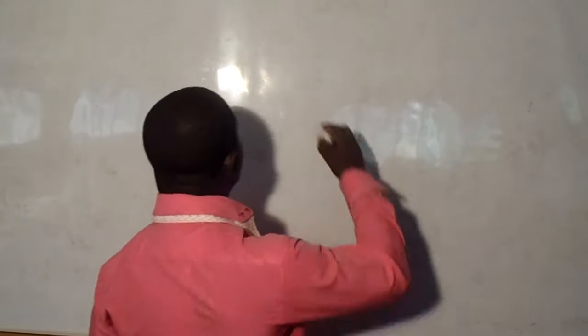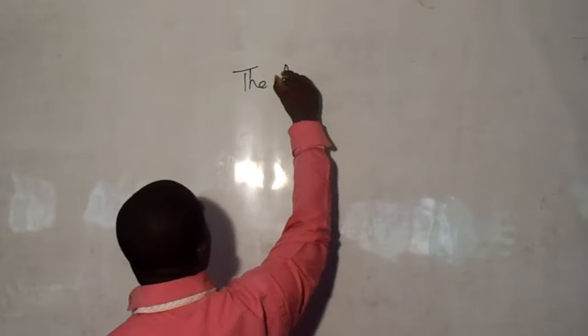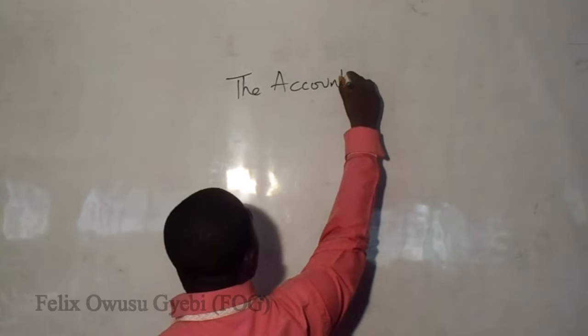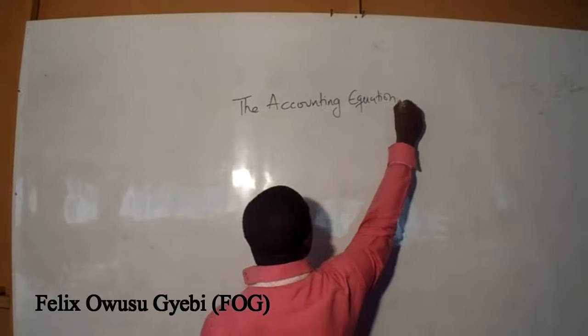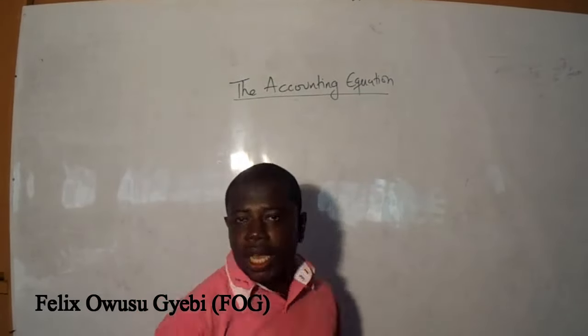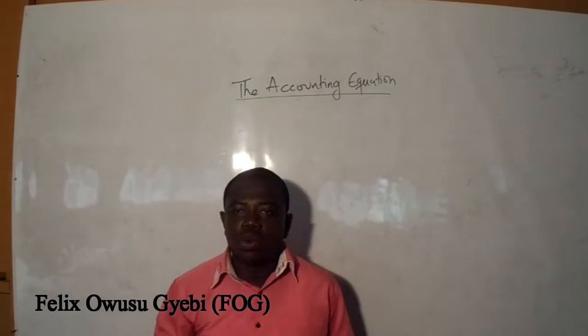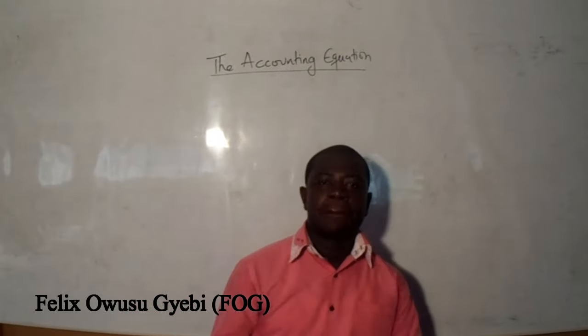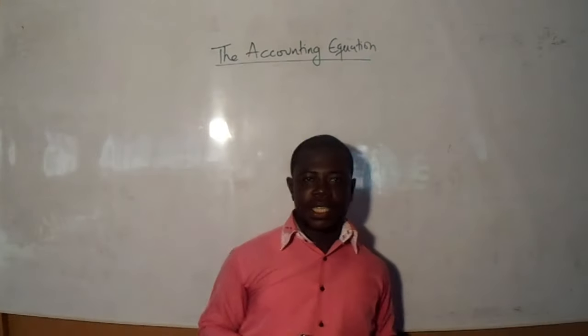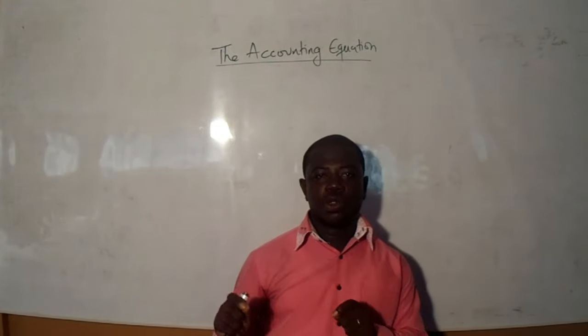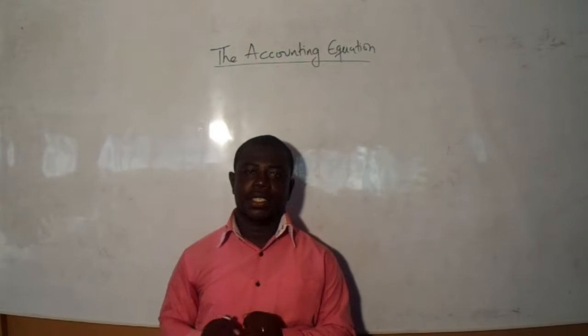Okay, so we want to look at the accounting equation. What is the accounting equation? The accounting equation is the relationship between the assets of a business and the sources of finance for those assets.